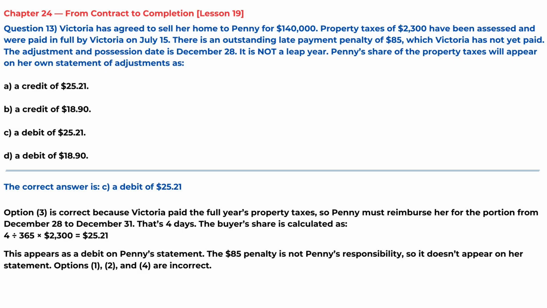Option 3 is correct because Victoria paid the full year's property taxes, so Penny must reimburse her for the portion from December 28 to December 31st. That's 4 days. The buyer's share is calculated as 4 divided by 365 times $2,300 equals $25.21. This appears as a debit on Penny's statement. The $85 penalty is not Penny's responsibility, so it doesn't appear on her statement. Options 1, 2, and 4 are incorrect.